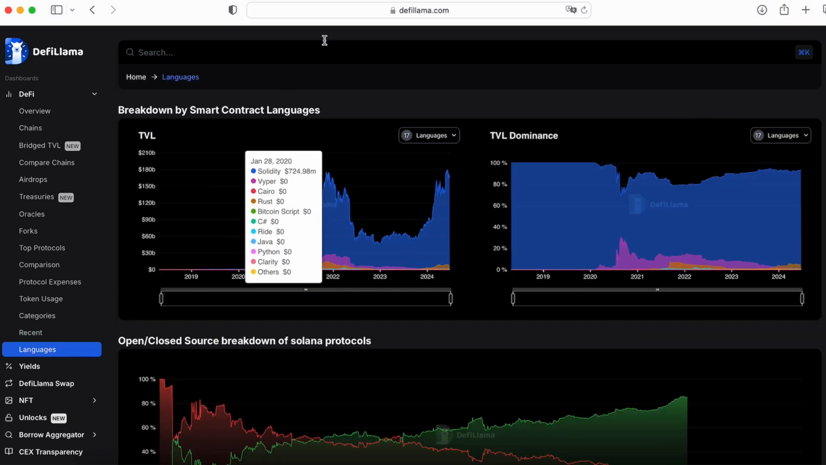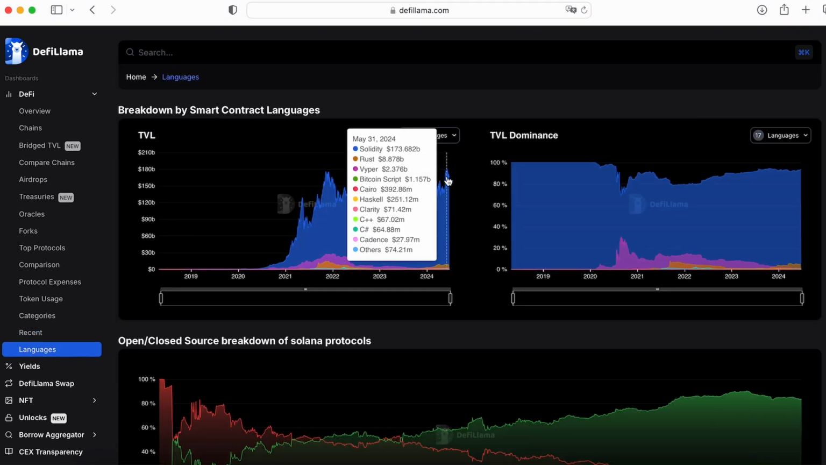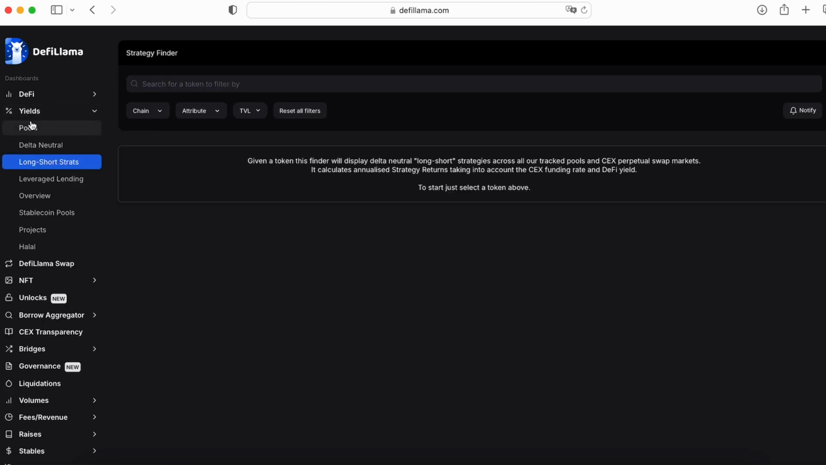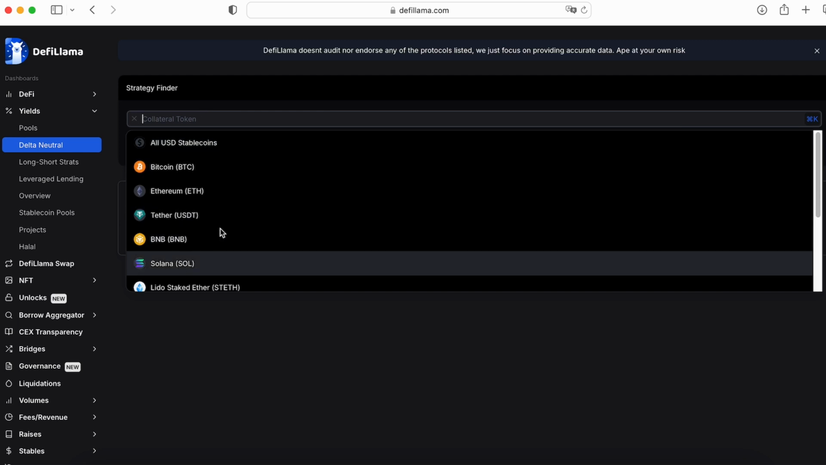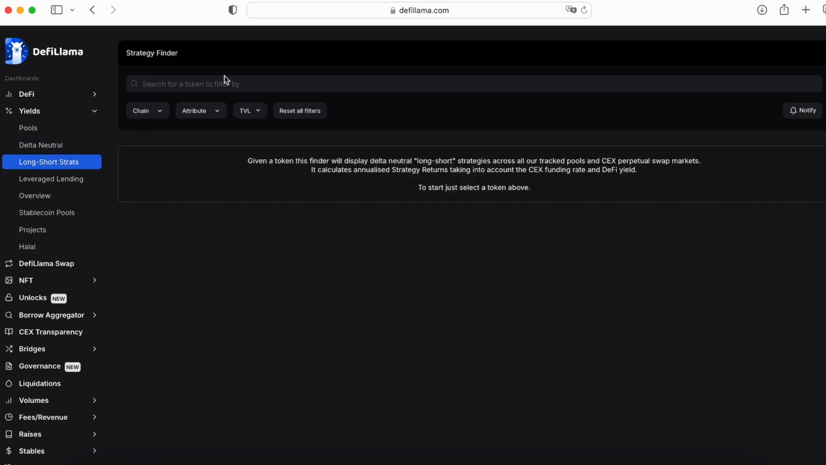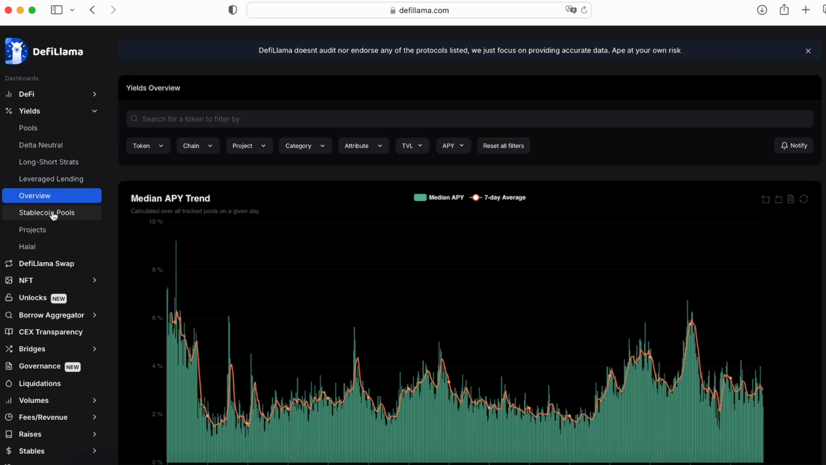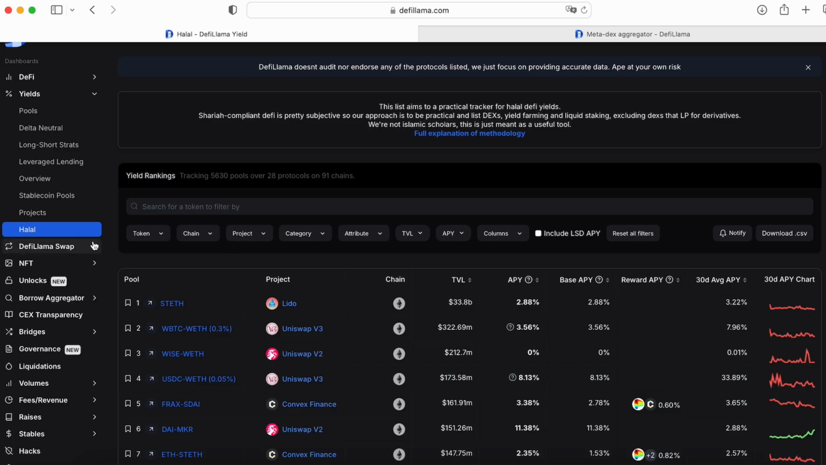The next category is languages. So the smart contract languages, which one is the most popular? Basically, it's always Solidity. Next, in yields, you can track the pools, delta neutral, for example, collateral token. For example, we can use Solana, this one. It gives you the strategy API, available tokens, LTV, delta, long short strats, leveraged lending, stablecoin pools. DeFiLlama has an aggregator of aggregators, so you can connect your wallet and swap tokens inside of DeFiLlama.